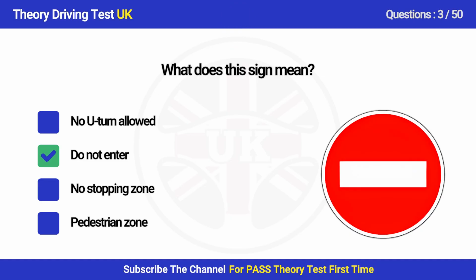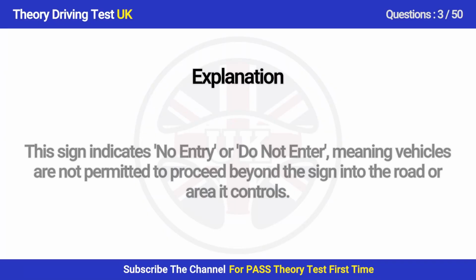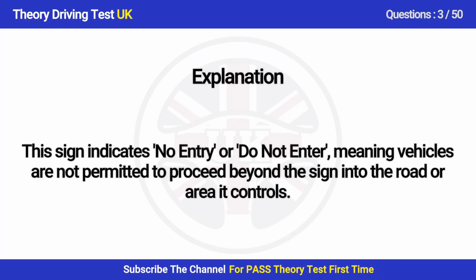Answer is B. Do not enter. This sign indicates no entry or do not enter, meaning vehicles are not permitted to proceed beyond the sign into the road or area it controls.